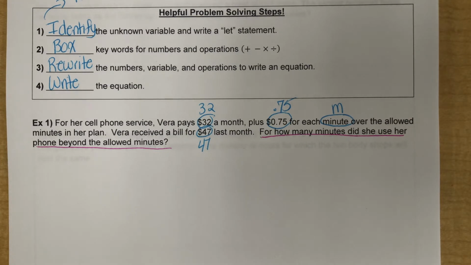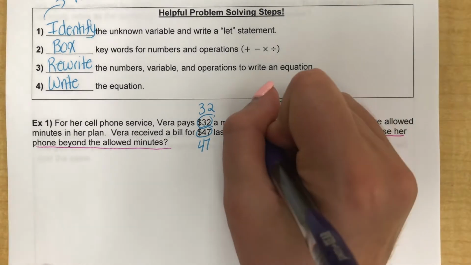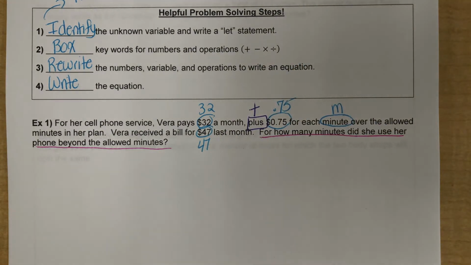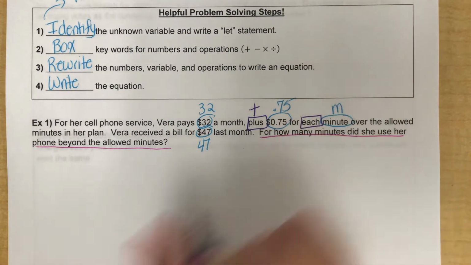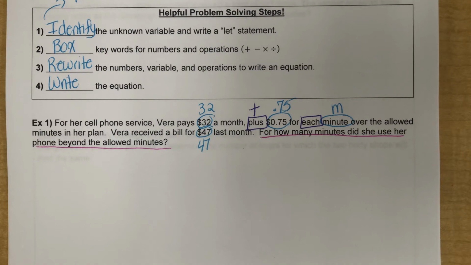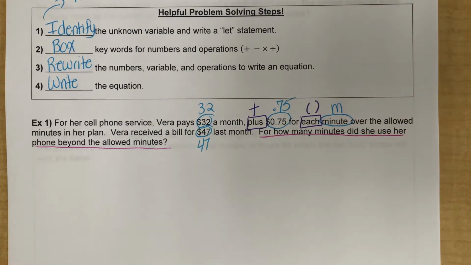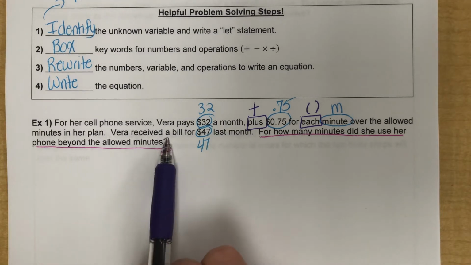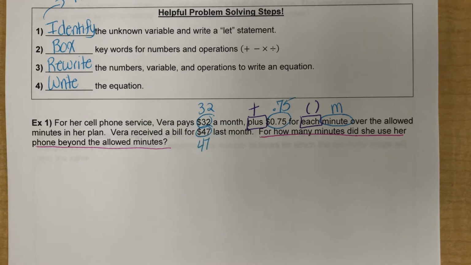Next is B for box. I'm going to box any action words that I'm seeing here. So again, Vera pays $32 a month plus. Plus is an addition word. I'm going to replace that with a plus sign. Plus 75 cents for each minute. Each is a key word that we had gone over earlier in this unit. Each is a multiplication word. And we use parentheses to represent multiplication. Vera received a bill for $47 last month. All right, and then the question says, for how many minutes did she use her phone beyond the allowed time? So it looks like I found all of my math action words, and now I'm going to go ahead and evaluate all the information that I have.